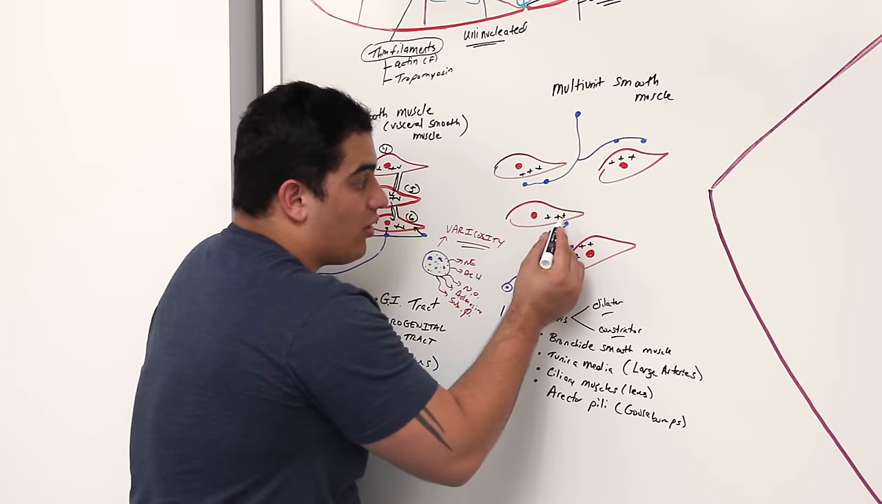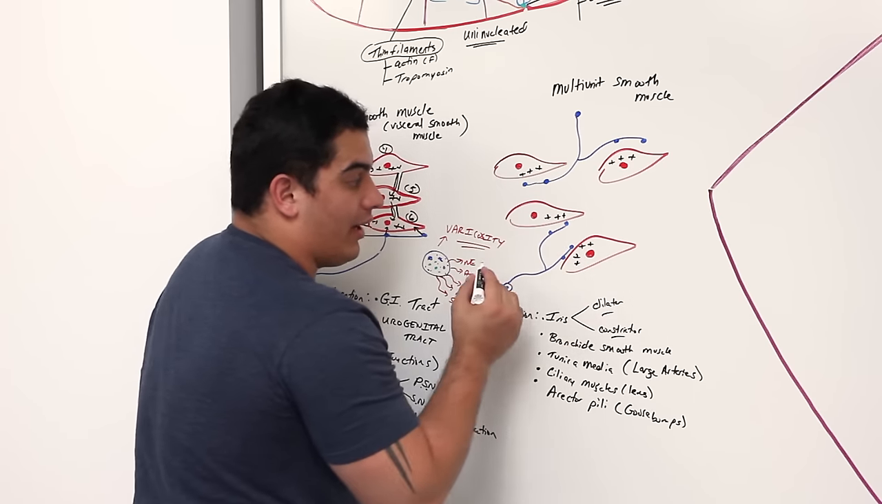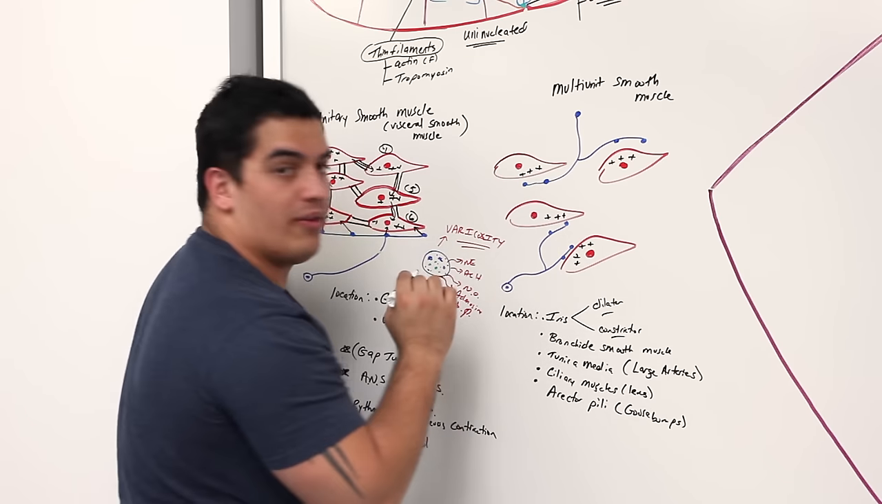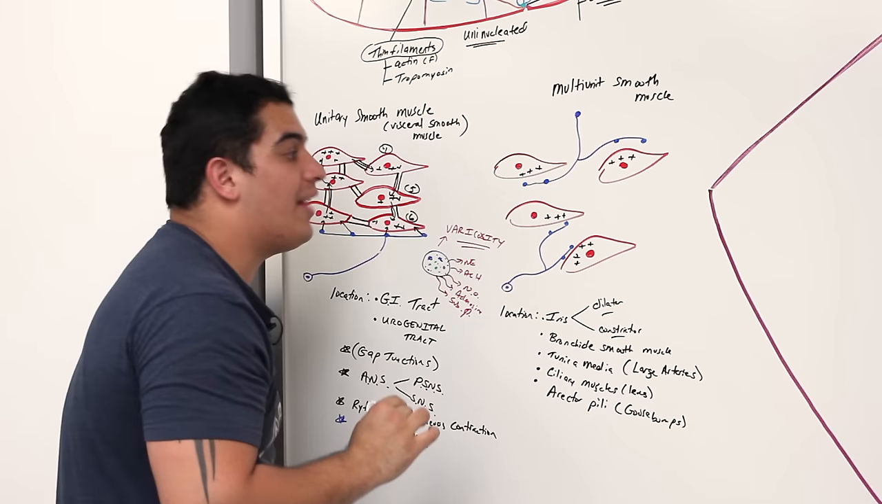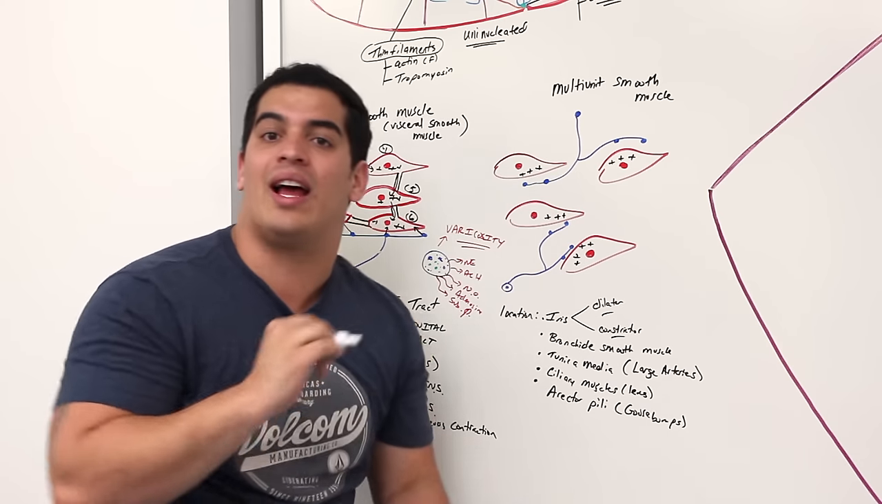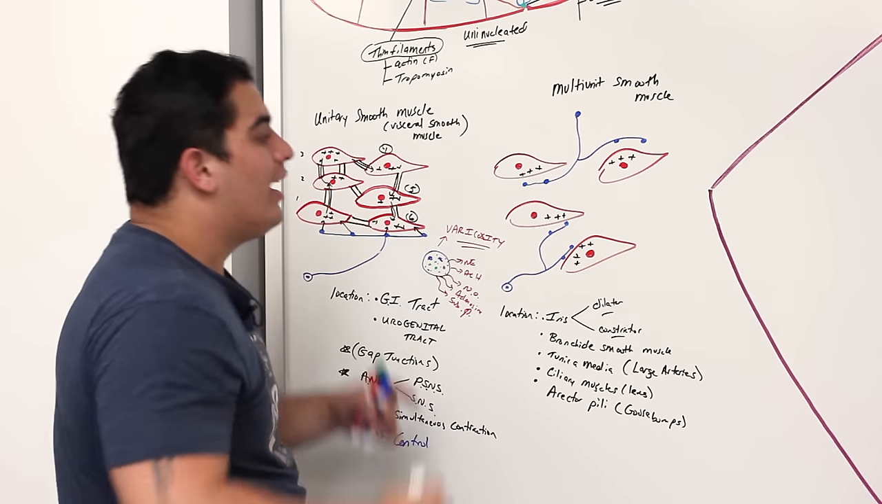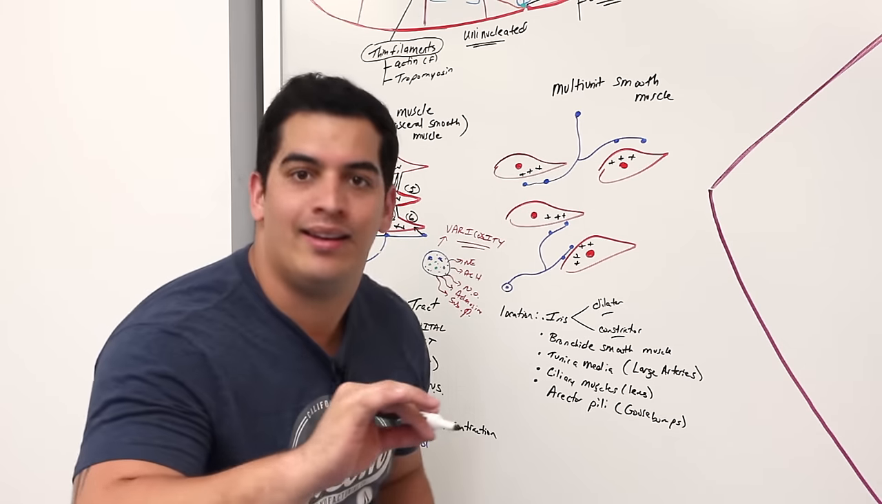Again, all of these neurons have their own nerve ending. This has its own nerve ending. This has its own nerve ending. They're not electrically coupled together, so they don't really work in a syncytial-like action. They're not really going to develop a rhythmic contraction. They are structurally independent of one another.